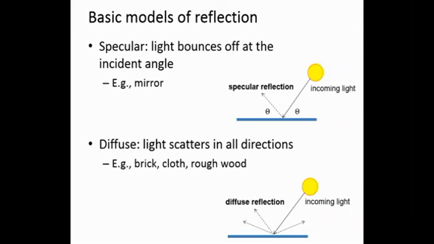The other kind of reflection is diffuse reflection, which is when light scatters in all directions. If you think about cloth, grass, or cement, those are mainly diffuse reflection. The light is scattering everywhere, and so you observe the same intensities no matter where you are.